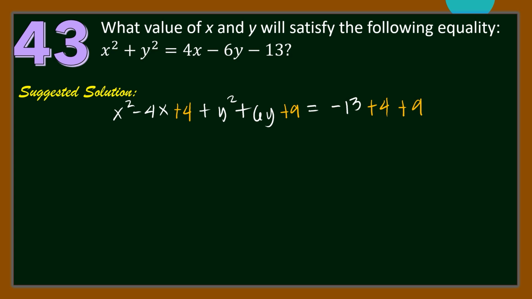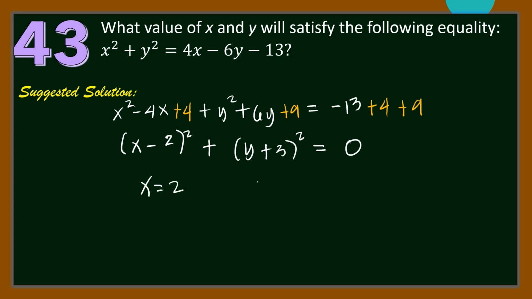X squared minus 4x plus 4 can be factored as x minus 2 squared, and y squared plus 6y plus 9 can be factored as y plus 3 squared equals negative 13 plus 4 plus 9 is 0. Notice that this is an equation of a point, and the values of x and y that will satisfy this equality will be x is equal to 2 and y equals negative 3.